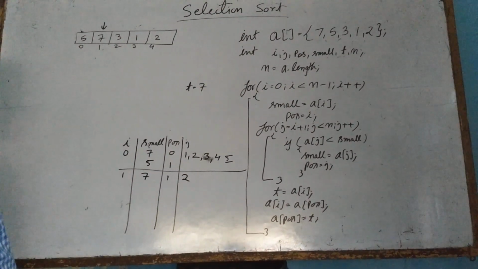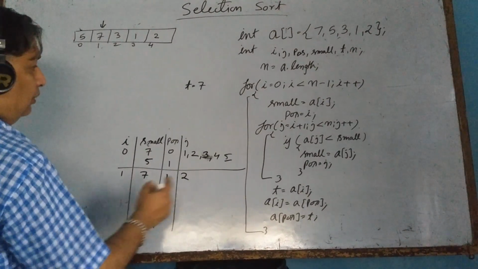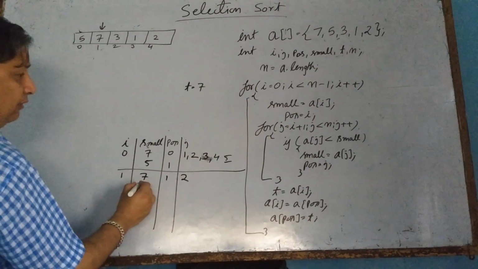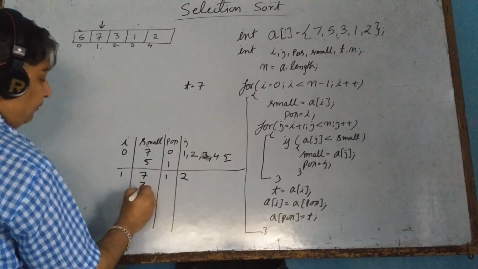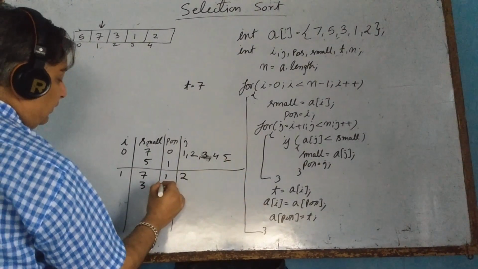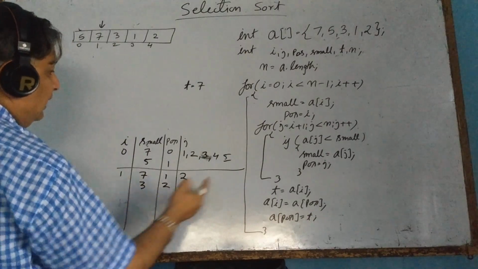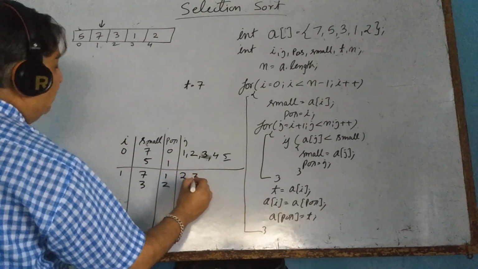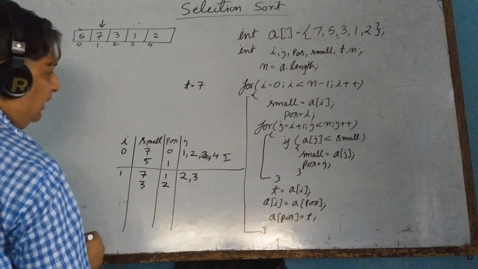At index number 2, 3 is found. So it compares 3 with 7. As 3 is less than 7, the value of small will change, and POS will become j. And after that, the ending curly bracket of j is found. Then j will increment and it will become 3.